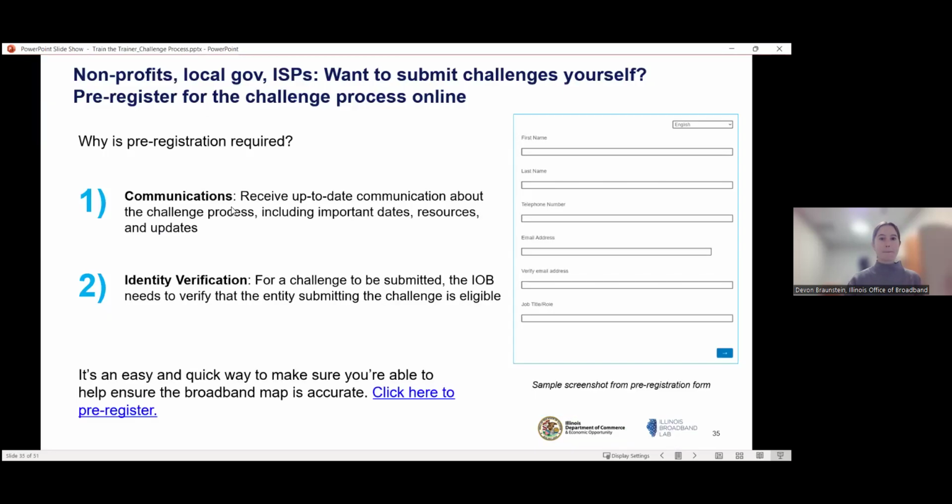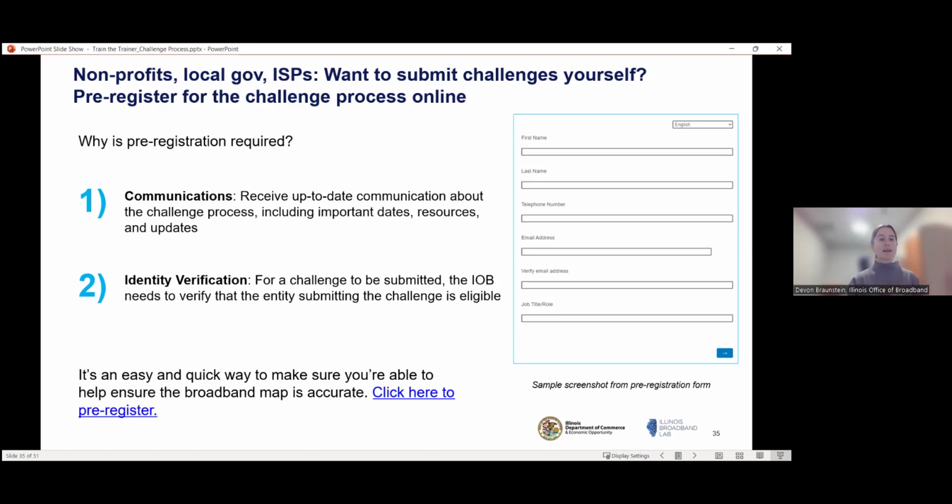Next steps, and then we'll get to questions. So that was all around focusing on individuals. If you are a nonprofit, a local government, or an internet service provider, you can also submit challenges yourself. We've had lots of separate webinars around the challenge process on how you can participate. So if this does not ring a bell, reach out to me and I'll make sure you get that information or at least point you to recordings. We're going to be doing webinars every week on this. So this was a special, more community-oriented one, but there are going to be broader ones every week.